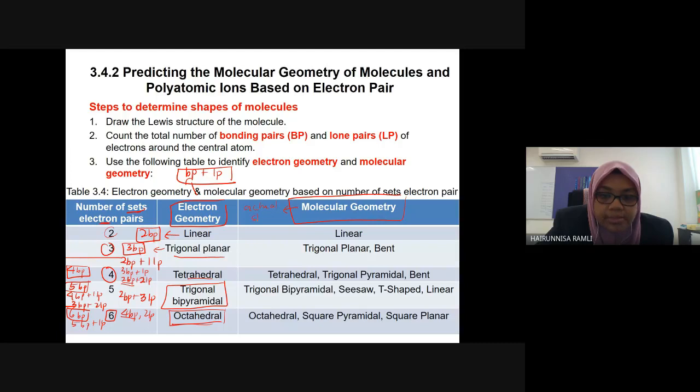Okay, but while you go for molecular geometry, this is actually the actual shape, bentuk dia yang sebenar, where you imagine macam saya cakap tadi, mata kasar kita, kita tak akan nampak elektron. But actual shape kita akan nampak yang ada bonding pairs.